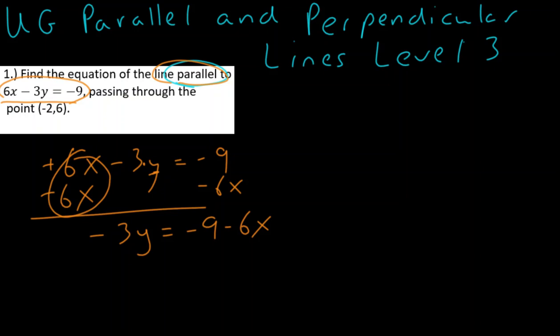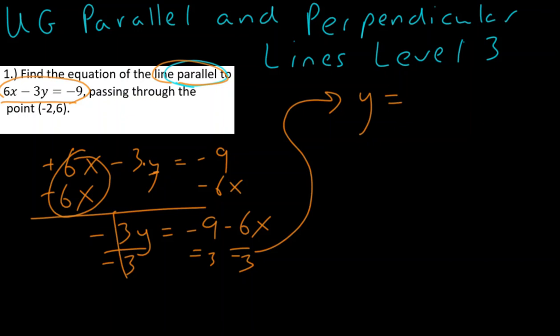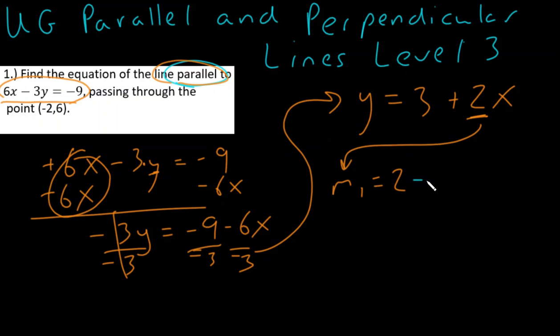Now from here, we can divide everything by negative 3, and we actually wind up getting this. We get, let's see here, y equals negative 9 divided by negative 3 is positive 3, negative 6 divided by negative 3 is positive 2x, and we see that our slope m1 is equal to 2. Okay. So let's just kind of switch up the colors here to show that we're doing something different.